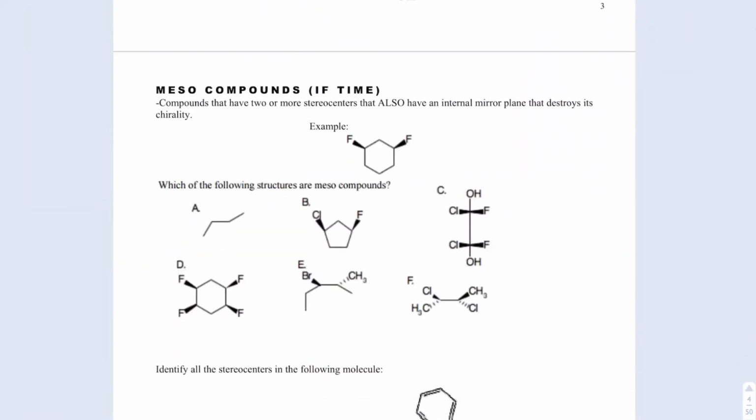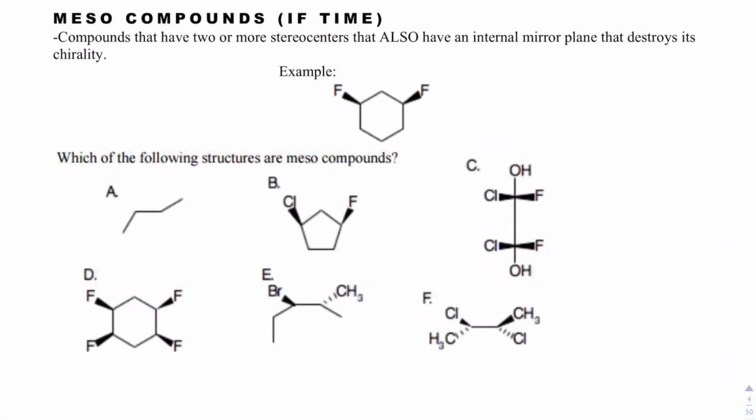Okay, I'm going to go over meso compounds just quickly. These will not show up on the test, but they would show up in college level chemistry. A meso compound is a compound that has 2 or more stereocenters or chiral centers, but they have an internal mirror plane that actually destroys its chirality. So both of these are chiral centers with those fluorines, but this mirror plane actually just cancels everything out, okay?